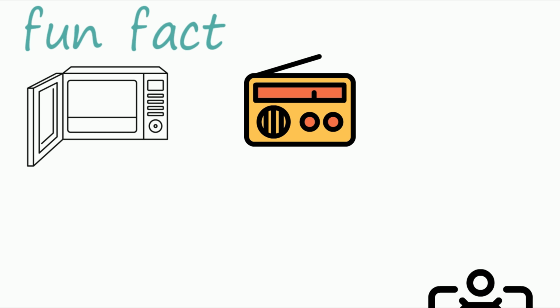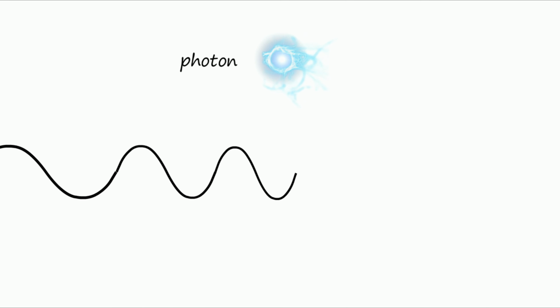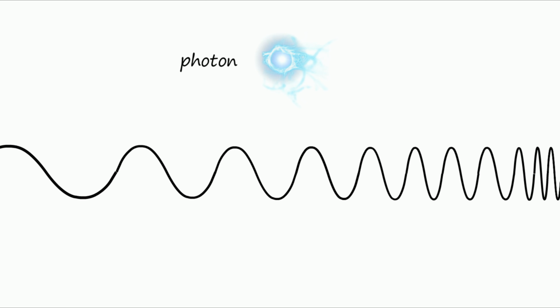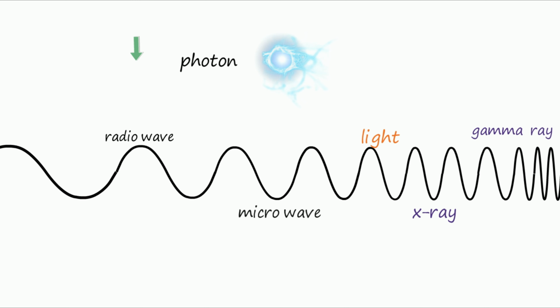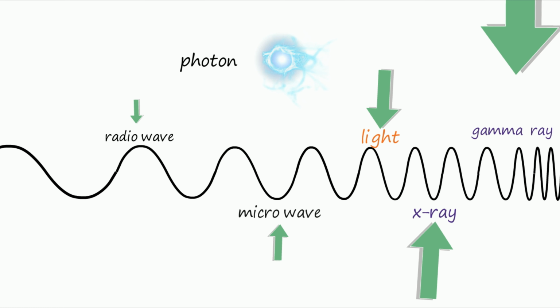Fun fact, radio waves, microwaves, X-rays, gamma rays and even visible light are made up of the same fundamental particle, and just the frequency of that particle tells us what kind of radiation it is and how much energy it has. So that's it for frequency.